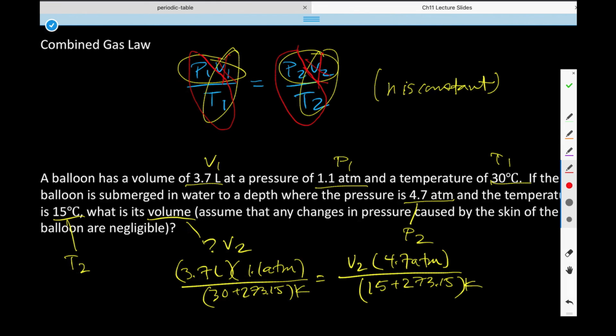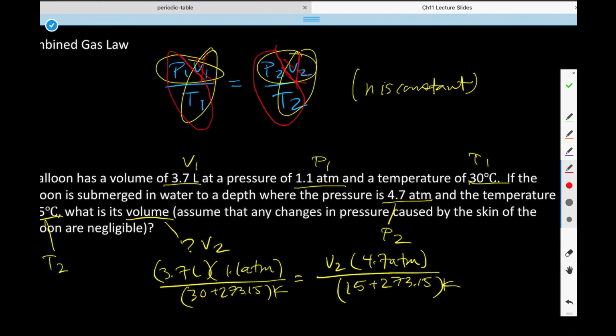It is in some books because depending on how you want to derive the combined gas law, one might be better than the other. But anyway, just things we should know. All right, next up.